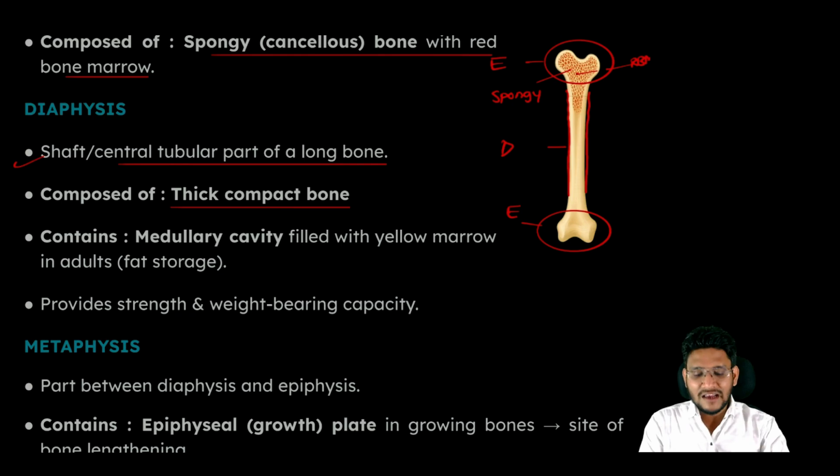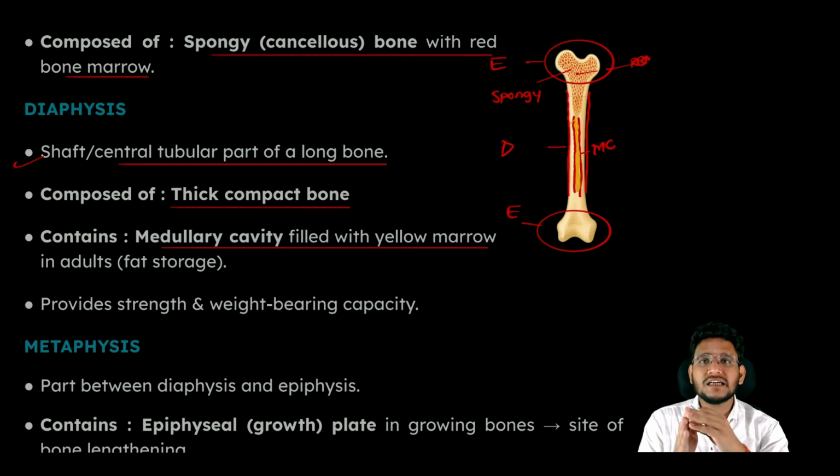This diaphysis contains the medullary cavity, which is filled with yellow bone marrow. So this diaphysis will contain a cavity. This is the cavity, and this is called the medullary cavity or marrow cavity, and in this marrow cavity there will be yellow bone marrow.